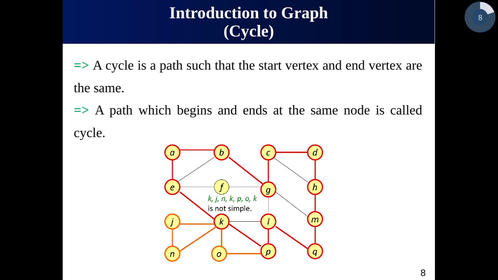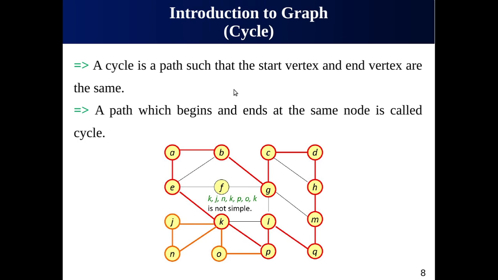Next concept is called a cycle. A cycle is a term which is related with the path. So you can say a cycle is actually a path such that it meets a condition. What is the condition? The starting vertex and the ending vertex are the same. As we just saw in the example of the closed path, the cycle is the same thing. A path which begins and ends at the same node is referred to as a cycle.